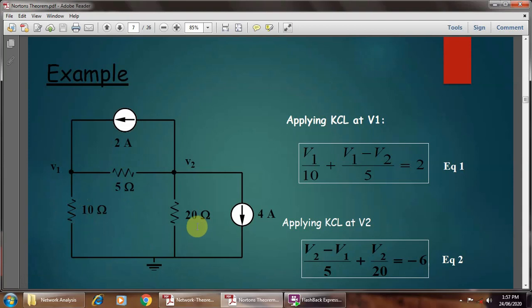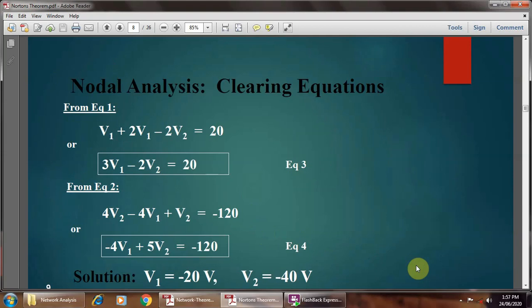Then we apply KCL at node V2: (V2 minus V1) upon 5 plus (V2 minus 0) upon 20, which is equal to minus 6, because both the currents are away from the node, that's why it is minus 6. Then, clearing the equation from equation number 1: V1 plus 2V1 minus 2V2, which is equal to 20, therefore 3V1 minus 2V2.